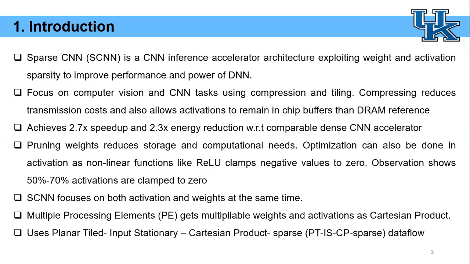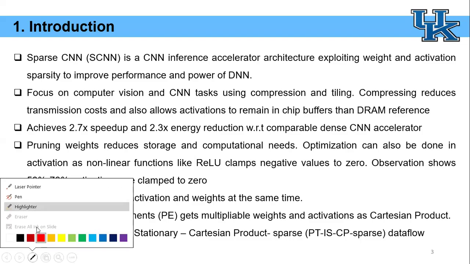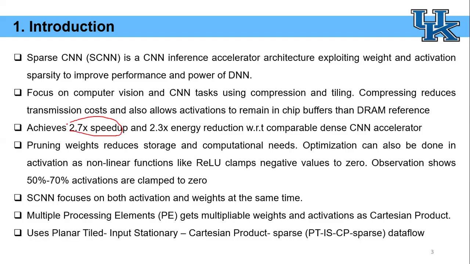The introduction. So sparse CNN is a CNN architecture for exploiting the sparsity in weights and the activation. So basically, what it does is it compresses the weights and activations so that they can be transferred easily from the DRAM to the chip, as well as during the on-chip transmission, as well as for other operations during multiplications as well. So it achieves a speed of 2.7 times and an energy reduction of 2.3 times.